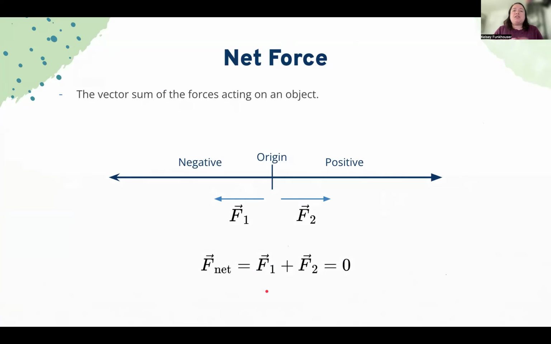Net force is just the vector sum of forces acting on an object. So we show vectors acting on an object here. One of them points to the left, so we would say that's negative, and one of them points to the right, so we would say that's positive. And these are vectors, so the magnitude of the arrow represents the magnitude of the vector. So it looks like these forces are equal in magnitude, but opposite in direction. So when we find the net force, we sum them up, but because F1 is negative and F2 is positive, they end up with a net force of 0.